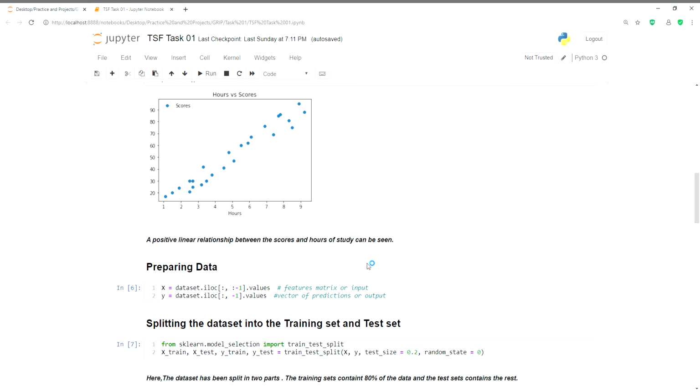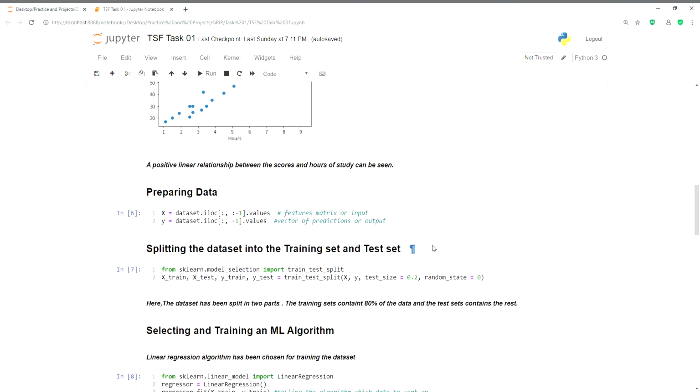After that, the dataset is prepared. I have split the data into x and y. The x is the feature matrix or the input, and y is the vector of prediction or output. For training purposes, I have split the data into two parts. The training set contains 80% of the data and the test set contains 20% of the data.